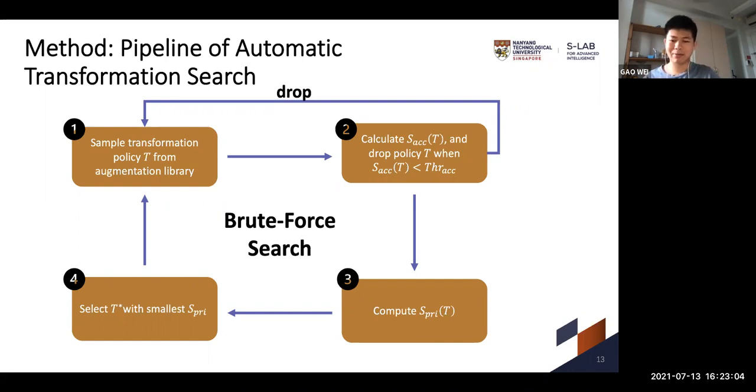As the third step, we compute the privacy score. This is the biggest contribution in this paper, and I will introduce it in later slides. And finally, we select the best transformation with the smallest privacy score. This is a brute force search.